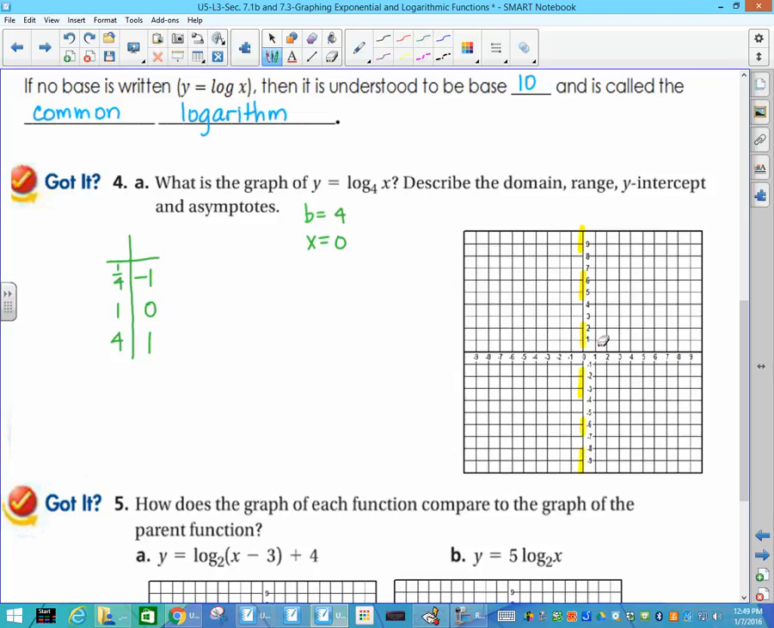And my key points: at 1/4, I'm going to be at negative 1. At 1, I'm going to be at 0. And at 4, I'm going to be at 1. So as we keep talking, you might be able to figure out that the next number is not... I'm multiplying by 4 every time. Times 4, times 4. And so this next one is going to be way over there.